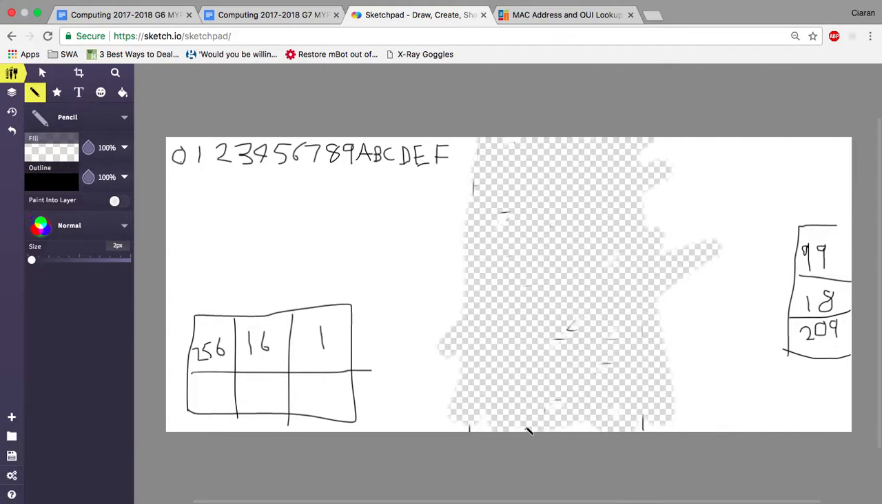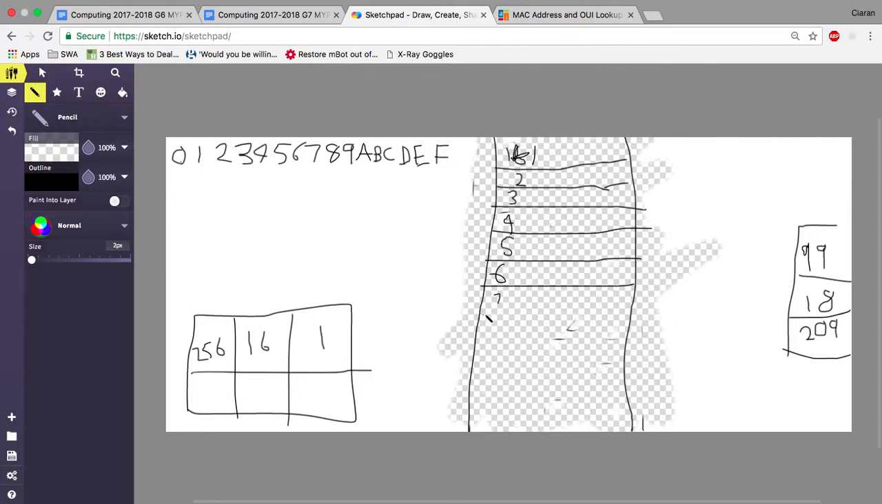A good way to start is to actually write out your 16 times tables. So let's say we've got 1, 2, 3, 4. We'll write a line across here, make a little table. 5, 6, 7, 8, 9, 10, 11, 12. And then on the right side we're going to write what that number is multiplied by 16.